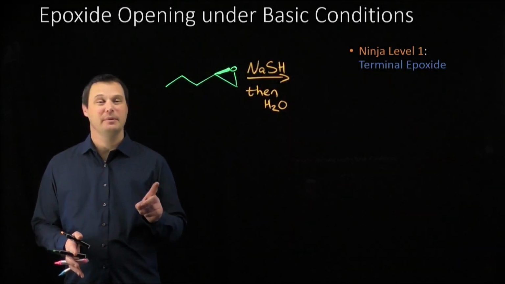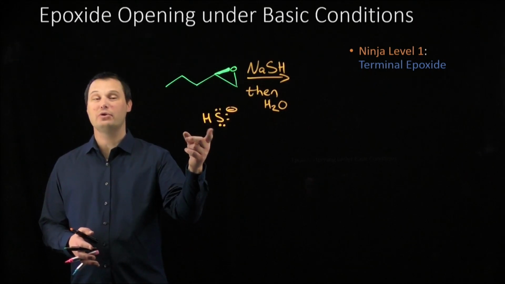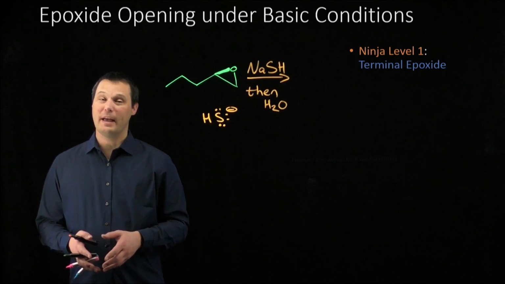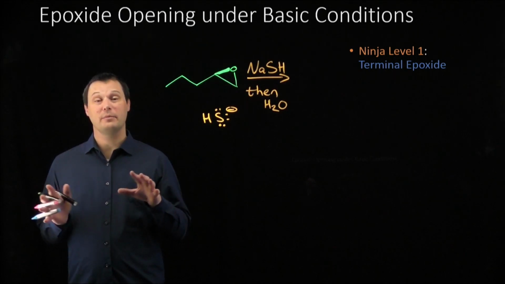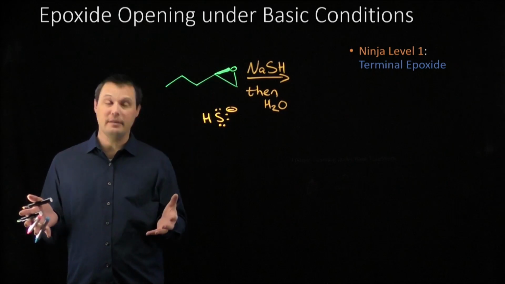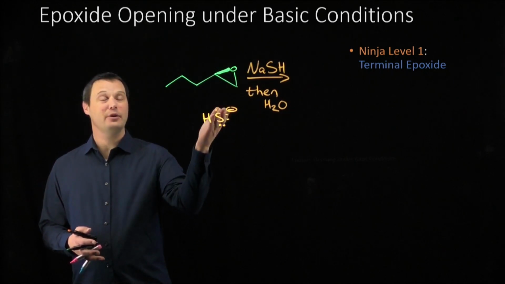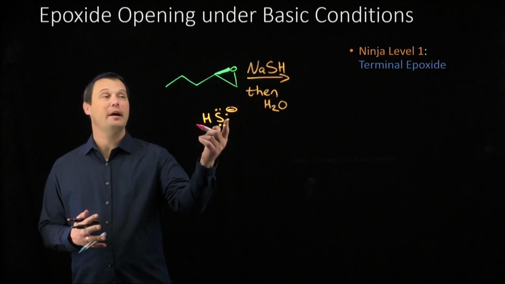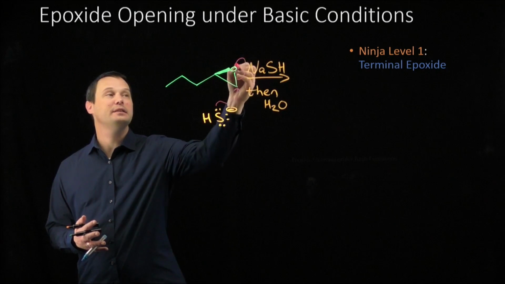Let's start at the beginning, Ninja Level 1. Opening a terminal epoxide. Basic conditions use good, strong anionic nucleophiles, and good, strong anionic nucleophiles react like SN2 reactions. And SN2 reactions are governed by sterics. The more sterically bulky the electrophilic carbon, the less likely we're going to do an SN2. The same is true with epoxide opening under basic conditions. Our nucleophile will prefer to react with the least sterically hindered carbon, because that's the easiest one to access.